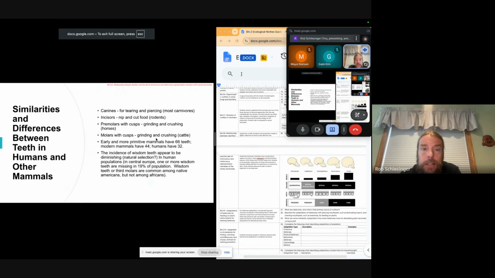And then this is interesting. We've kind of lost teeth as we've evolved. And so we started off as primitive mammals, with something near 66 teeth. Can you imagine having a mouthful of 66 teeth? Jeez Louise. And then we went to 44, and then now we're at 32. And I don't know if that includes wisdom teeth. So it's either 36 with wisdom teeth or 28 without wisdom teeth.